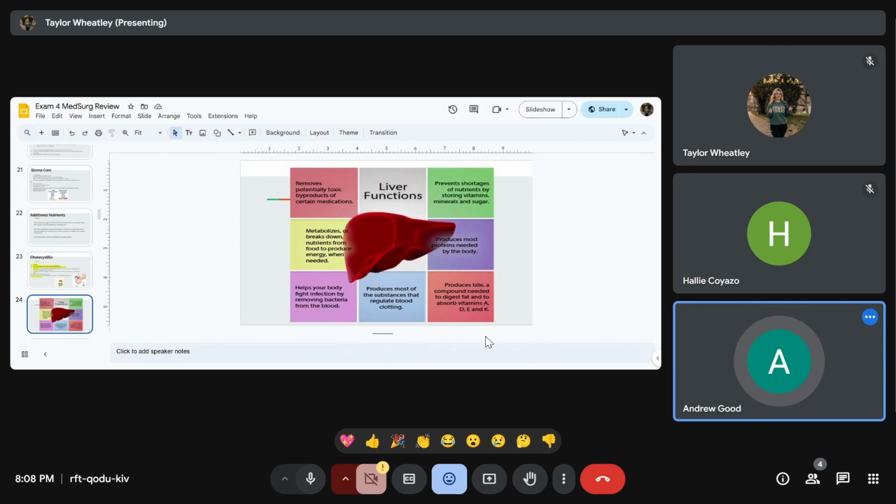This is a really good picture. If you understand the functions of the liver, you'll understand the concepts, and when you understand the concepts, you'll understand the interventions you are implementing.